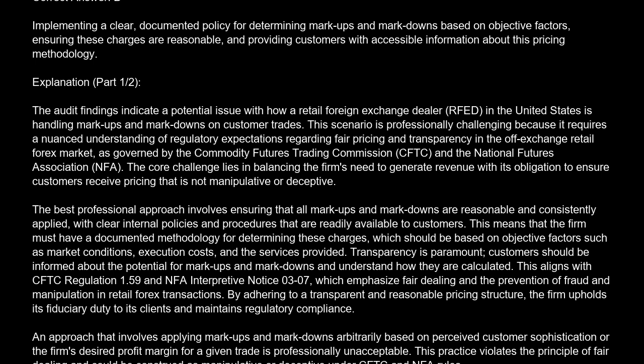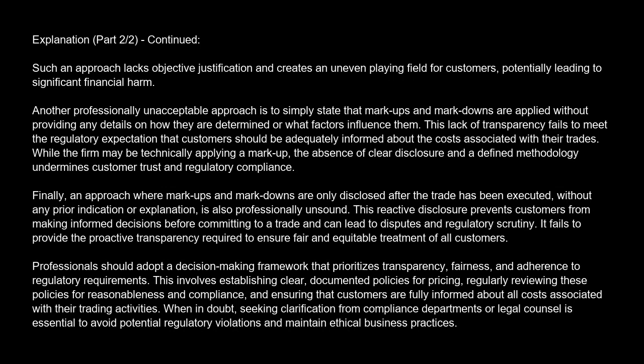By adhering to a transparent and reasonable pricing structure, the firm upholds its fiduciary duty to its clients and maintains regulatory compliance. An approach that involves applying markups and markdowns arbitrarily based on perceived customer sophistication or the firm's desired profit margin for a given trade is professionally unacceptable. This practice violates the principle of fair dealing and could be construed as manipulative or deceptive under CFTC and NFA rules. Such an approach lacks objective justification and creates an uneven playing field for customers, potentially leading to significant financial harm.